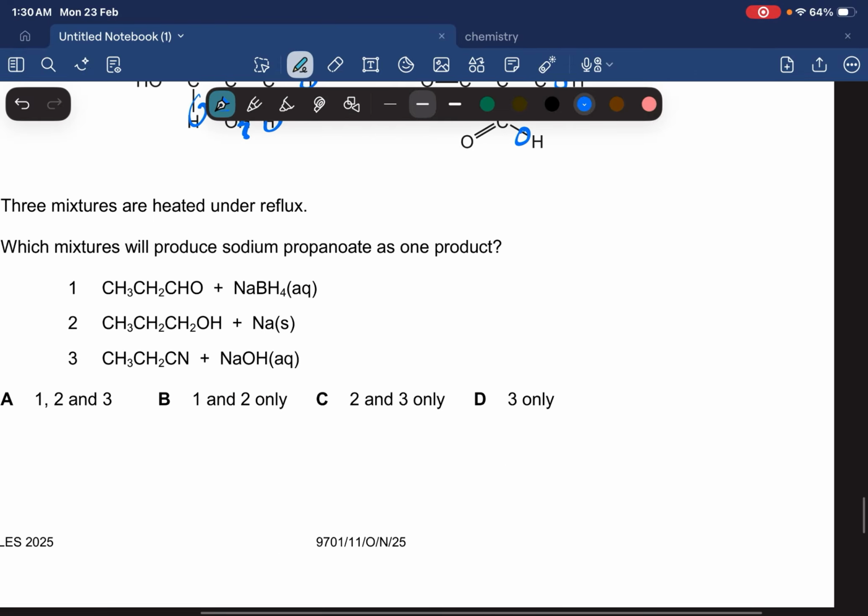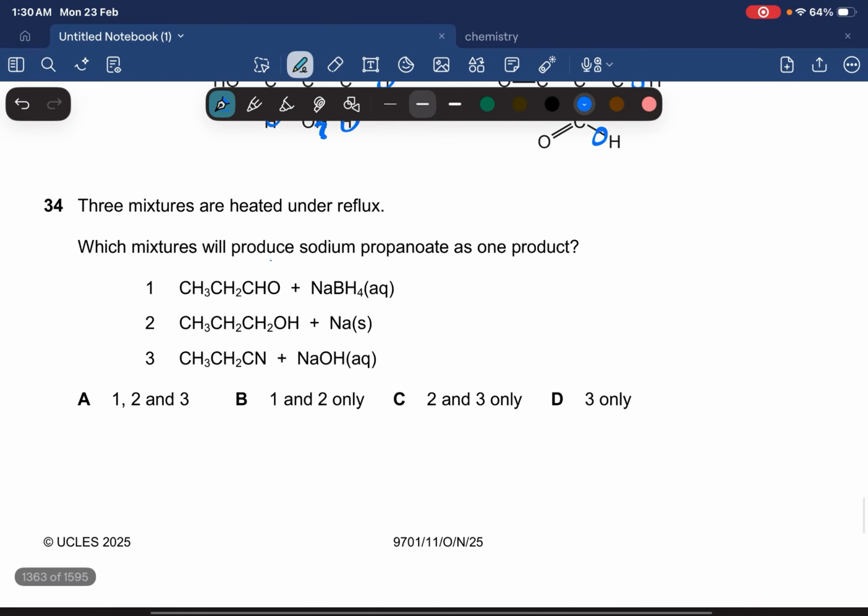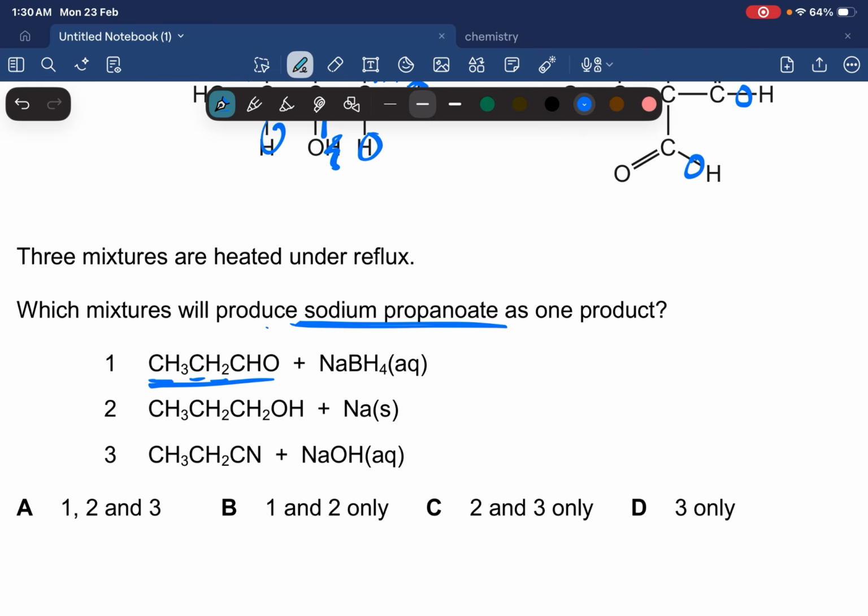Three mixtures are heated under reflux. Which mixtures will produce sodium propanoate? So over here we have 1, 2, 3. We have an aldehyde and we're reducing an aldehyde. When we reduce an aldehyde with NaBH4, we form an alcohol. And which alcohol are we going to form? We're going to form propanol, right? Over here we have sodium and we have 1, 2, 3 propanol.